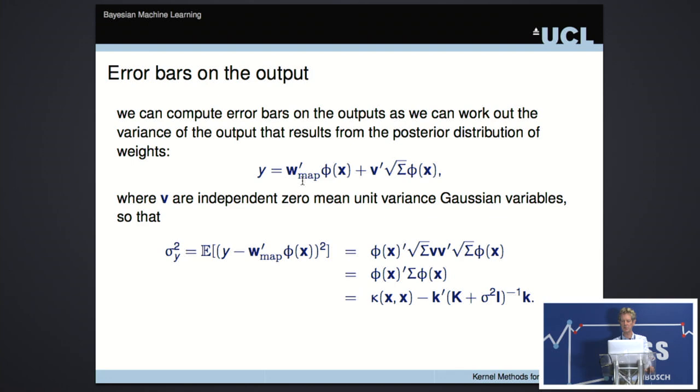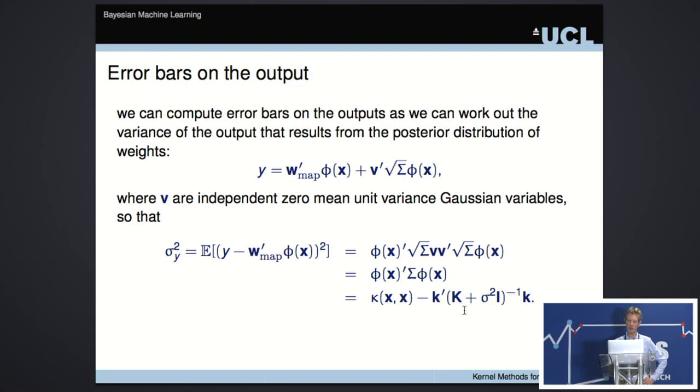Here's the mean, and here's the uncertainty generated through white Gaussian variables colored by the square root of this covariance matrix, sigma. So the variance of the output, sigma y, can also be expressed in terms of just kernel or covariance evaluations in this form here.